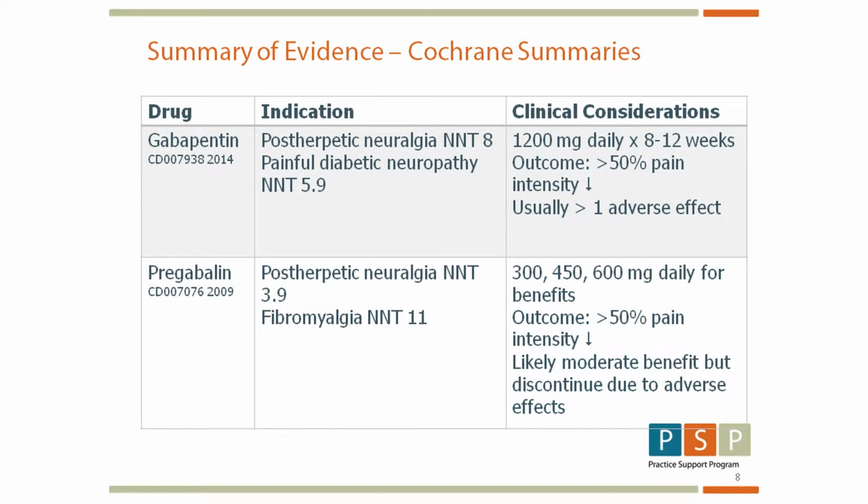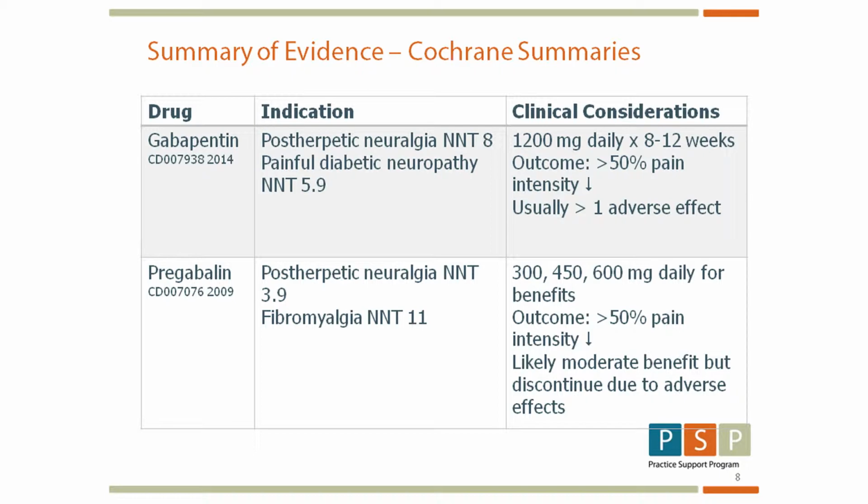These two here are the alpha-2 delta calcium channel blockers, gabapentin and pregabalin. Again, we just wanted to highlight that the studies have been focused in certain types of pain syndromes. They haven't been applied to all neuropathic pain syndromes. But as we have found in our practice, practically, we have started to apply them in different types of pain syndromes that may have a neuropathic component.